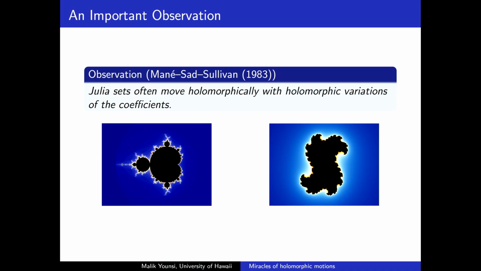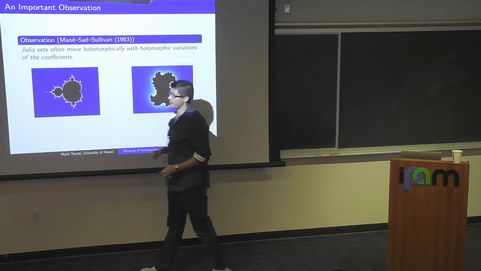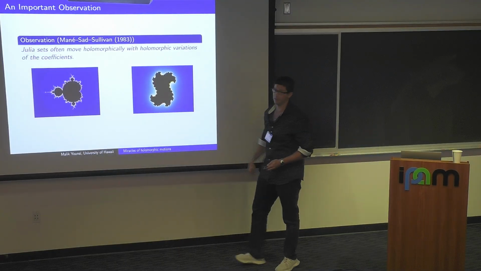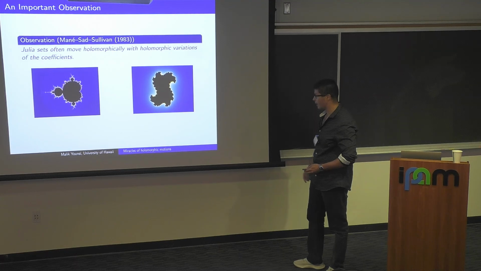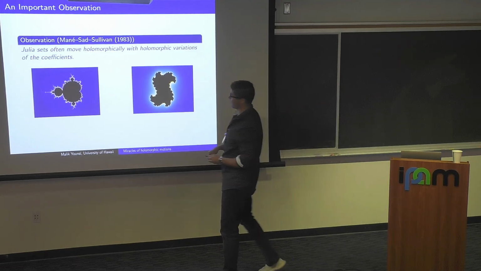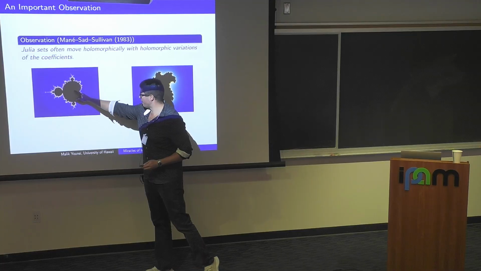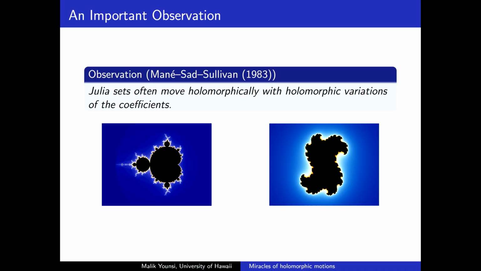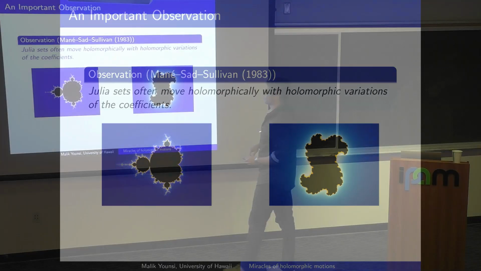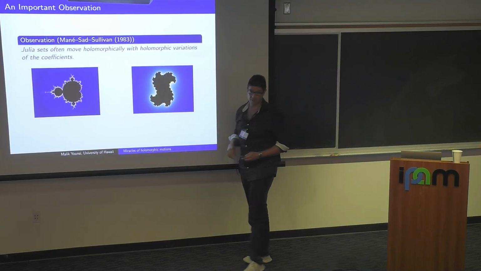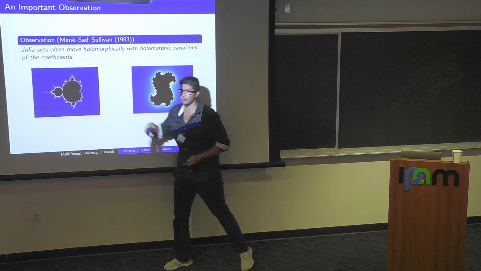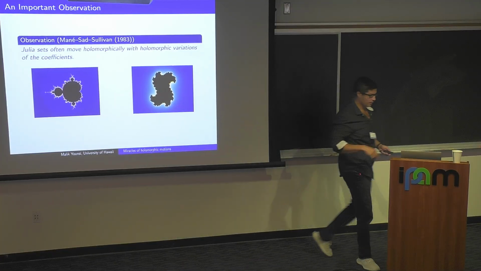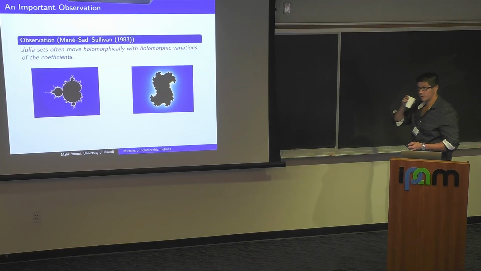So here on the left, you have the Mandelbrot set. If you look at the main cardioid, for every parameter inside of the main cardioid, you get a corresponding Julia set. It's a Jordan curve. And the observation by Mañé and Sullivan is that as you move around the parameter c, the Julia set changes, but it changes as part of a holomorphic motion. So there is some strong dependence in terms of the parameter c if you're interested in the structure of these Julia sets, at least for the main cardioid of the Mandelbrot set. Okay? Question about it?